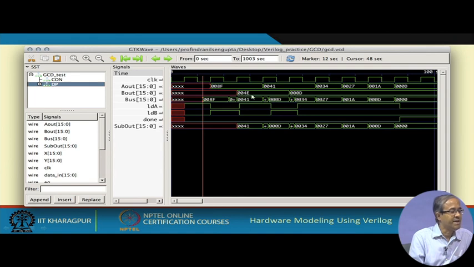So, 8F minus 4E becomes 41, 4E minus 41 becomes 0D, 41 minus 0D becomes 34, 34 minus 0D is 27, 27 minus 0D is 1A, 1A minus 0D is 0D, they are equal. Now, you stop. Done gets activated here when they are equal. So, the result is 000D, which is 13, right.